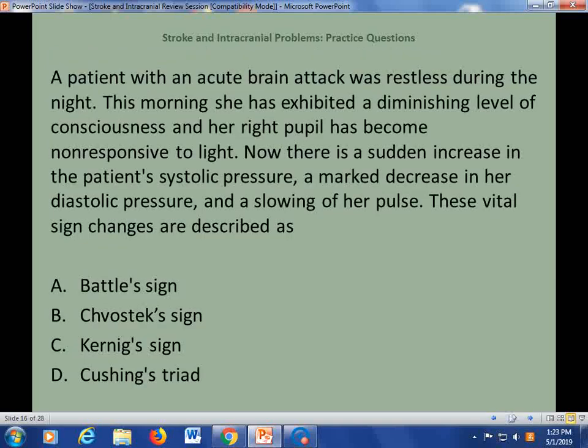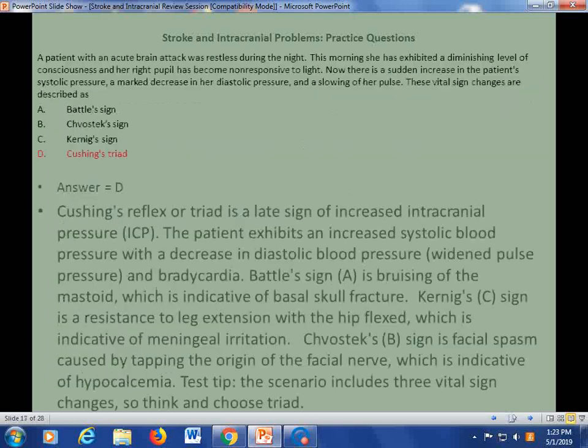A patient with an acute brain attack was restless during the night, and this morning she's exhibiting a diminished level of consciousness. Right pupil has become non-responsive to light, and there's an increase in the patient's systolic pressure, a decrease in diastolic, and a slowing of her pulse. So what do these vital sign changes indicate? I want you to know that these are the signs and symptoms of D, Cushing's triad. And you will be asked about Cushing's triad on exam 1, exam 3, and the final.